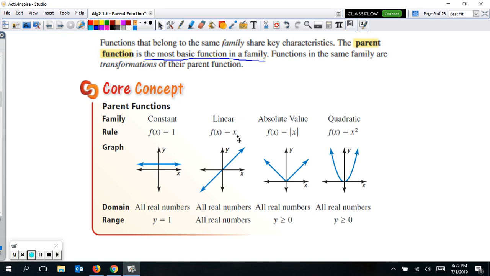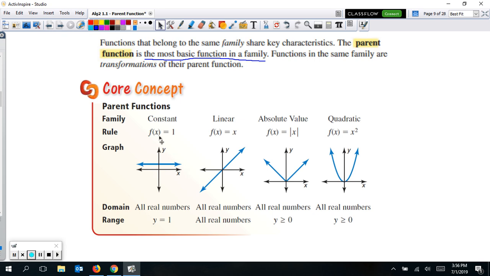If it's just an x, then it's a linear family. If nothing's happening to x, it's not being squared, there are no absolute value signs, there's nothing else going on with the x. It's not underneath the square root sign or anything like that. If it's just plain x, it's linear. And if f of x equals a number, then it's going to be a constant. That's that horizontal line where the slope is 0.